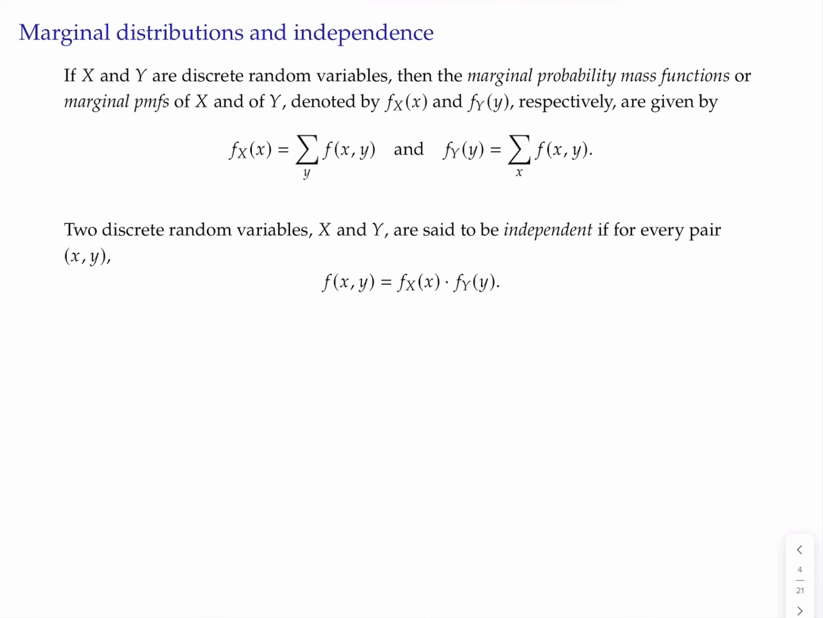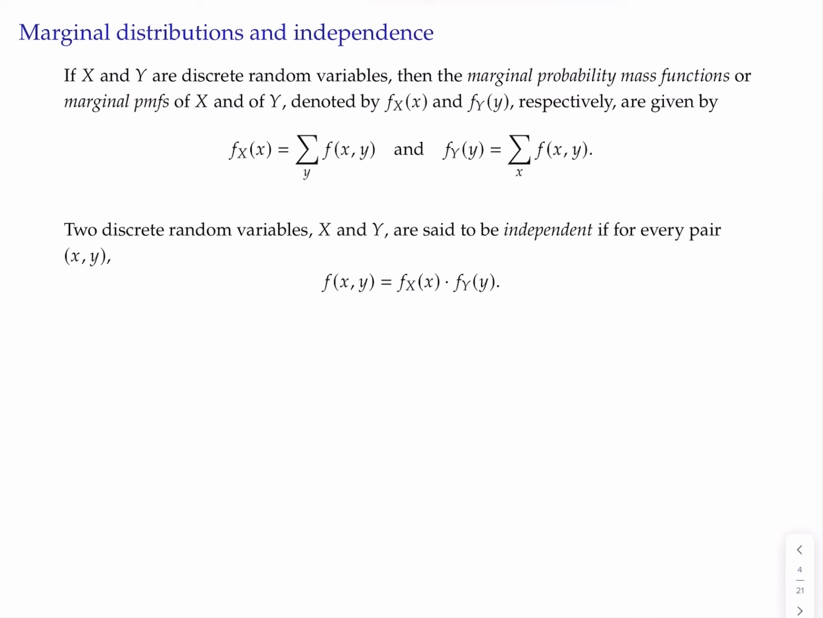If you have the whole joint distribution of x and y, you can use that to recover the distribution just of x or the distribution just of y. In this context, those are called marginal distributions. The first thing I want you to know is a marginal distribution is not a new concept. It's just the distribution of a single random variable. It's what we've been studying so far.